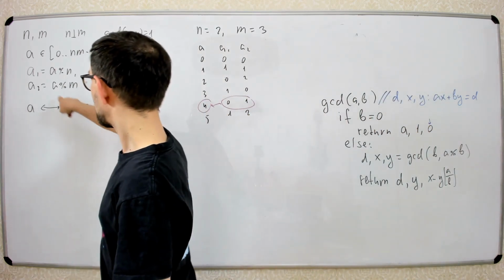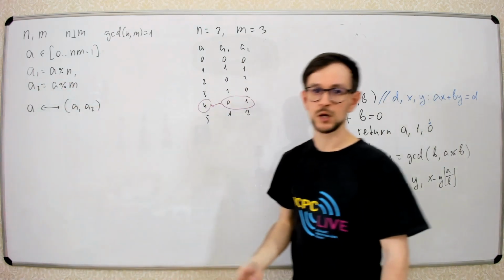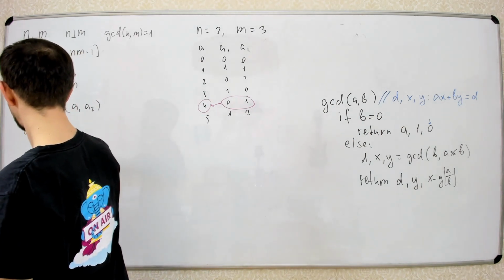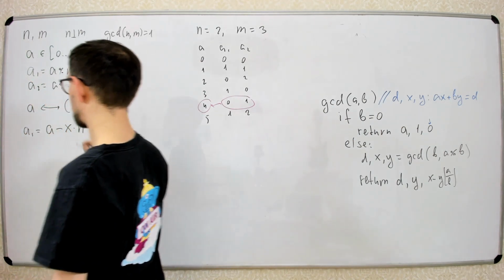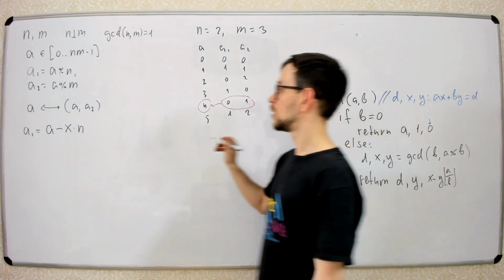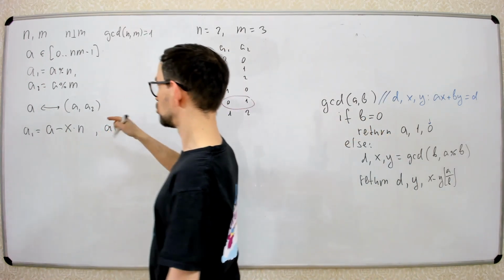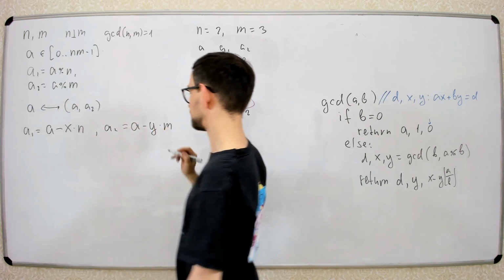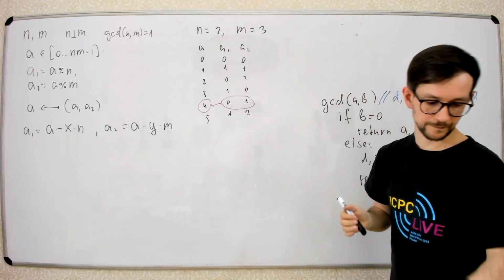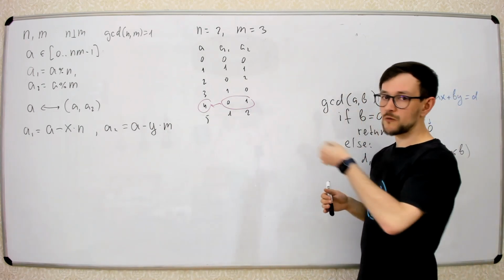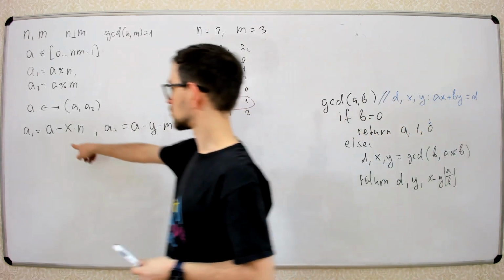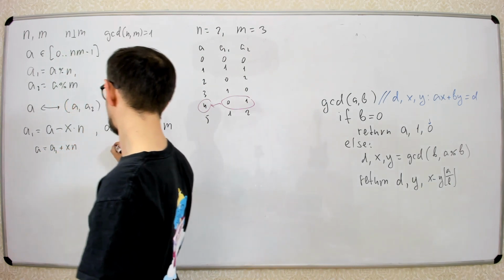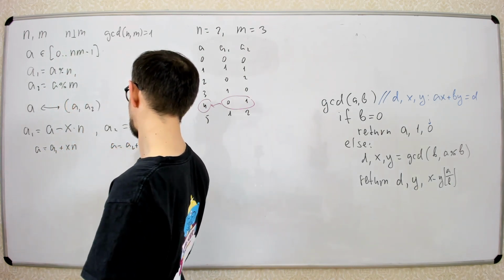So what is a1? a1 is a modulo n. What is a modulo n? It's a minus something multiplied by n. What is a2? a2 is a modulo m, so it's a minus something multiplied by m. Now, from both of these equations, let's get the number a. So here a equals a1 plus xn. Here a equals a2 plus ym.